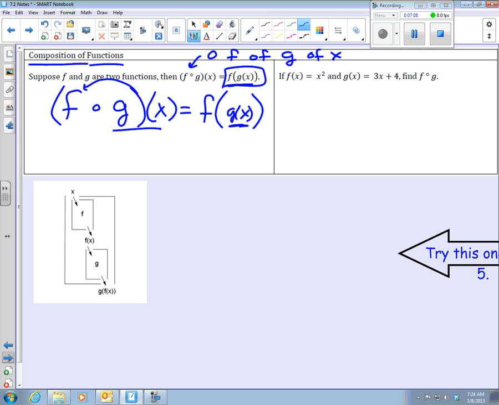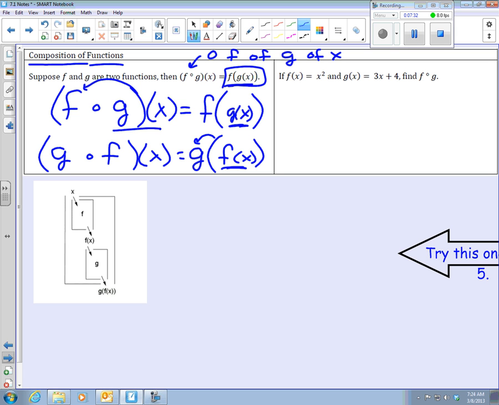Same way if you had this, g of f. If you had the g function first, then the f function, you'd be finding g of f of x. Plug the f of x function into the g of x function. So we're going to do this one over here.